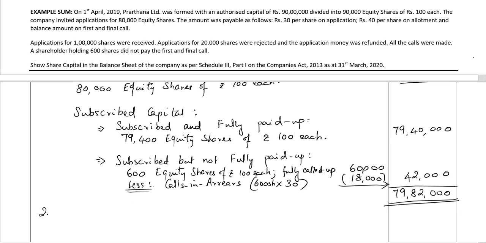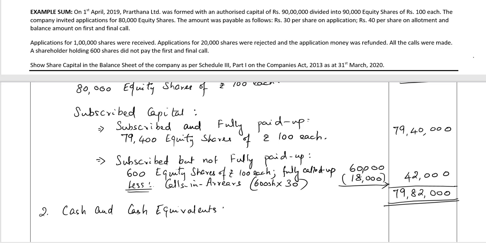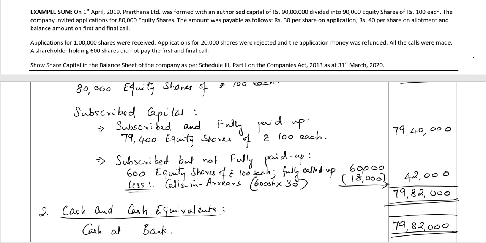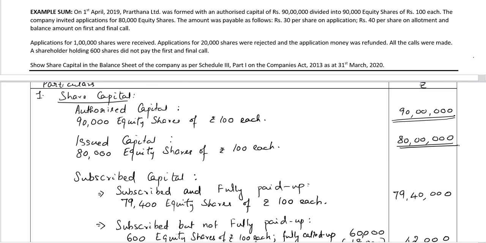We'll go on to prepare the second note, cash and cash equivalents. Against cash in bank, we will show the amount which has been received by the company, which is 79,82,000 rupees. Let's go on top and complete the balance sheet.